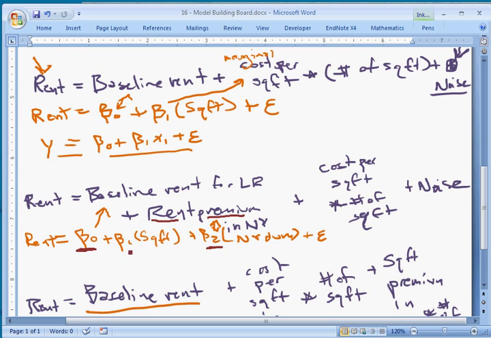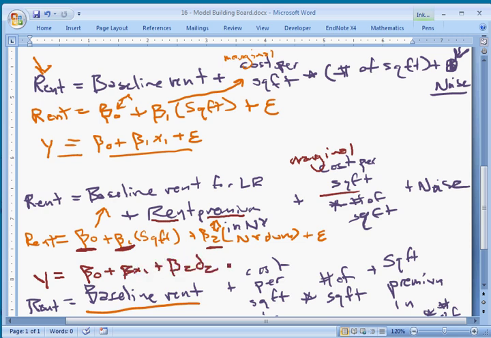This beta 1 then is still the marginal cost per square foot, right? It's how much you have to pay for each additional square foot. And that's how we interpret beta 1. Once again, what this becomes is a much simpler model. Y equals beta 0 plus beta 1 x1 plus beta 2 times d2, where the d2 is just the dummy, plus epsilon.